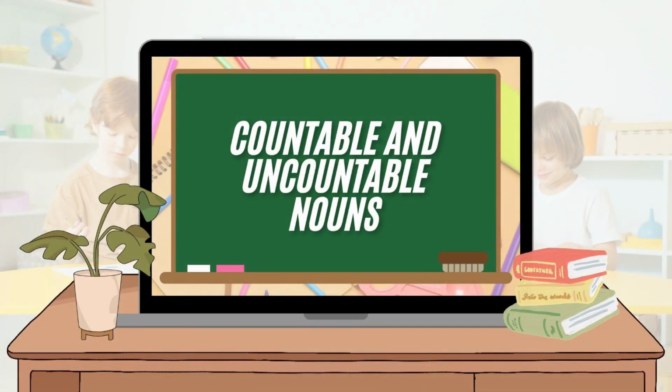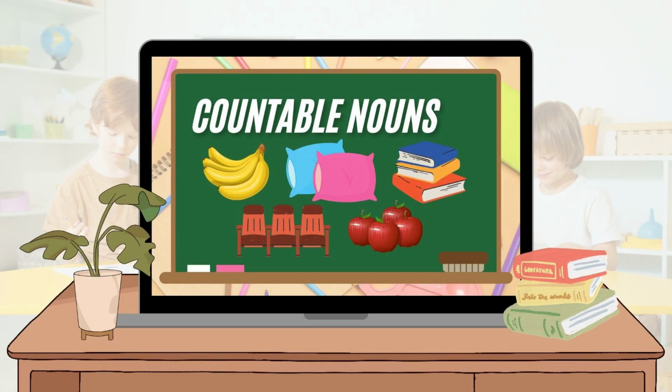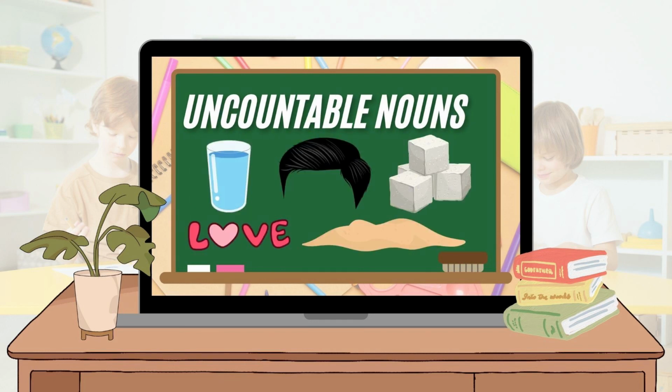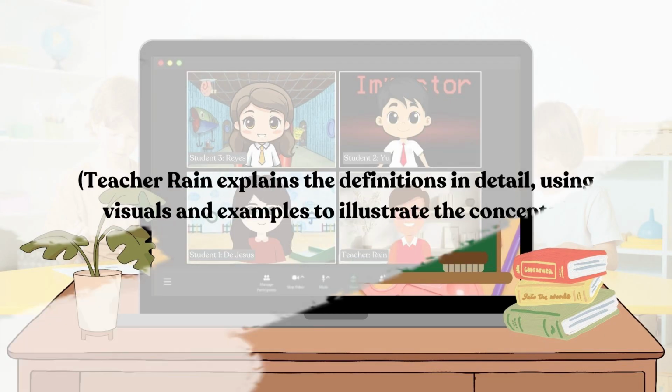Okay? Countable nouns are things we can count, like apples, books, pens, and chairs. And uncountable nouns are things we cannot count, like water, air, love, patience, and your feelings. Alright.